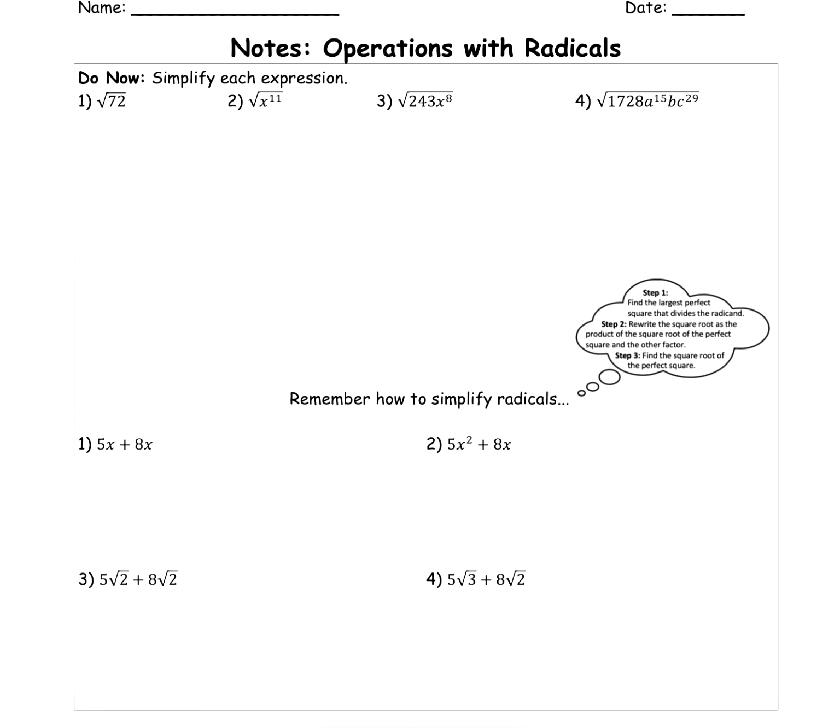So for the do now, what I want you guys to do is the first 1 through 4 is simplifying radicals. If you need a little refresher on how to simplify radicals, there's the little thought bubble here to remind you how to simplify radicals. And the next 1 through 4 is just simplifying, adding like terms. So take 3 to 5 minutes, pause the video, and play the video once you are done.